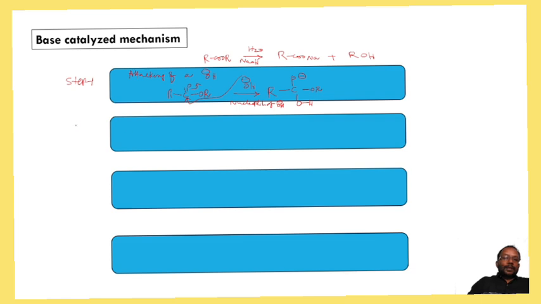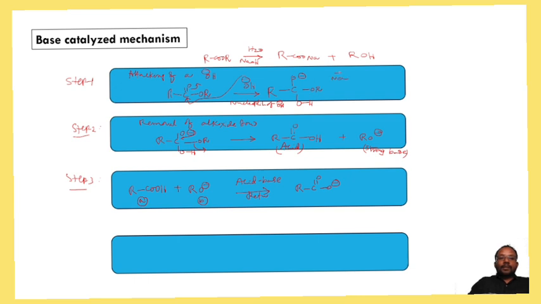In step 2, removal of alkoxide ion. The bonding electrons come to this side, so the alkoxide ion is removed. R, C double bond O, with the OH group on this side, and OR minus. This alkoxide acts as a strong base, and this is the carboxylic acid. In step 3, an acid-base reaction takes place between the carboxylic acid and alkoxide ion. This is called acid, and this is called base.